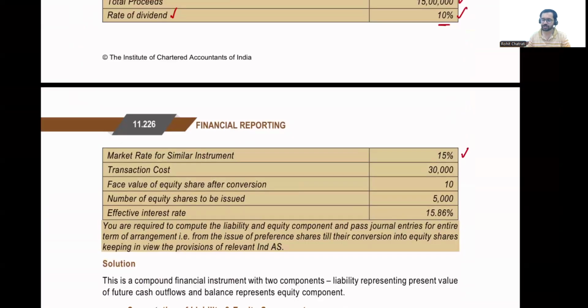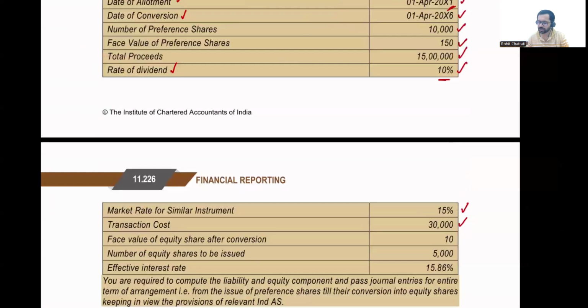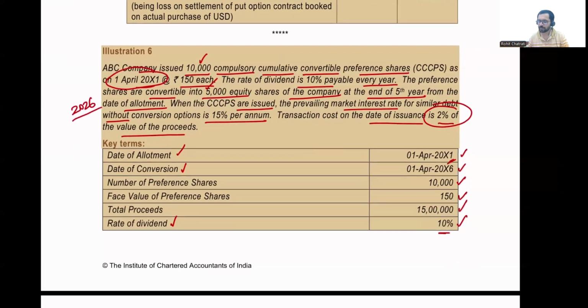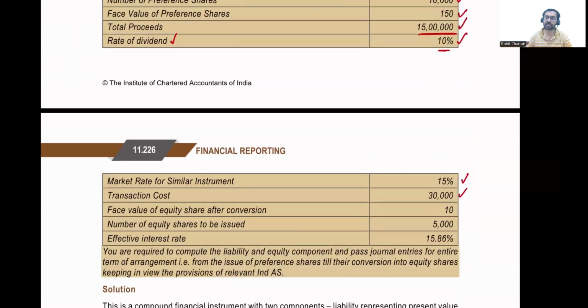Market rate for similar instrument is 15%. Transaction cost is given as 30,000. All right, it's 2% of the issue proceeds. The issue proceeds were 15 lakhs. 15 lakhs multiplied by 2% is equal to 30,000. This is the first question where we are actually seeing a transaction cost. Until now, we did not see any question having a transaction cost.